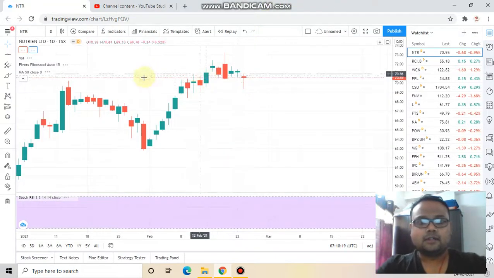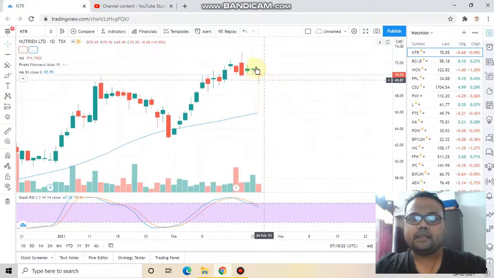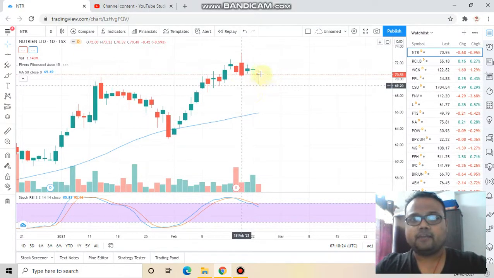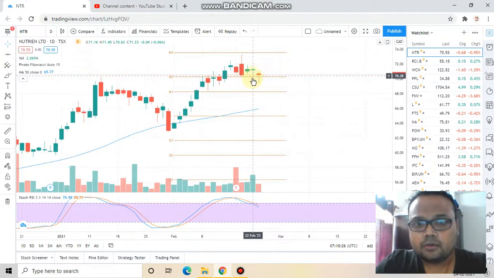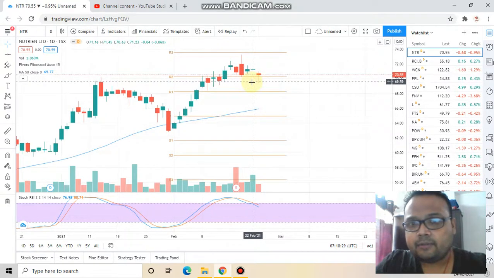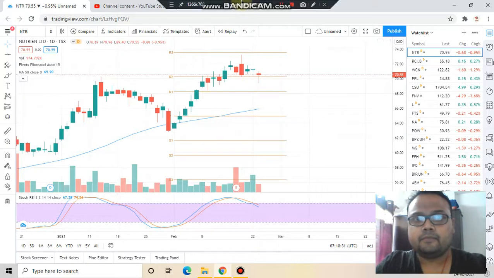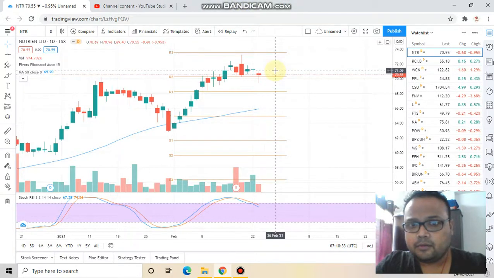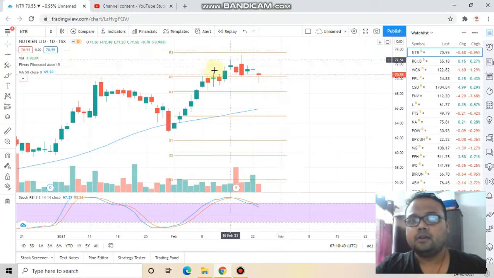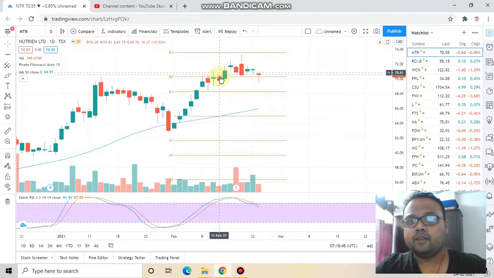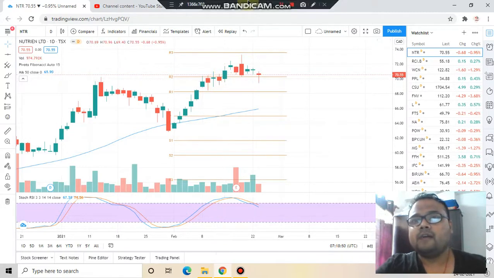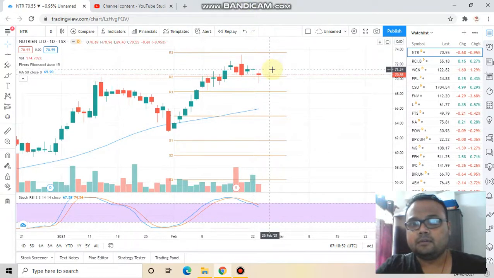For NTR also, you can see that yesterday it has made a doji kind of pattern. Okay, so LTP was 70.55. You can go ahead and place the buy order only above 71. Okay, below that, no trading zone. You don't need to trade between 71 and 69.6. Only buy above 71. Okay, that's it for the day.